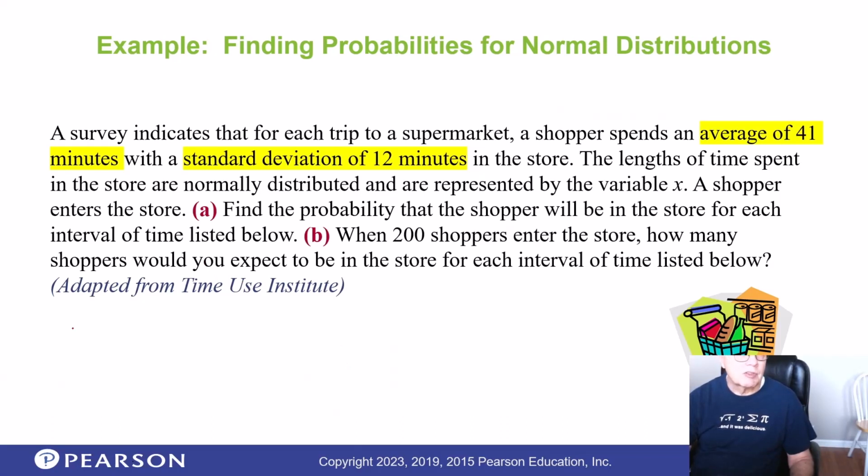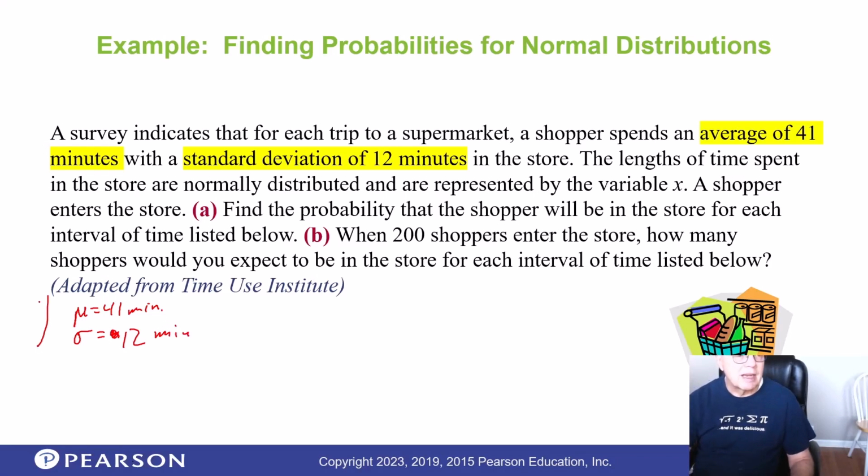All right, first of all, I want to collect that information. It says a trip to the supermarket, a shopper in general spends an average of 41 minutes. So there's my mean, 41 minutes. By the way, take notice that the mean and the standard deviation do have units. And this is a good place to put it so you don't forget. It says a standard deviation of 12. So the standard deviation is 12 minutes.